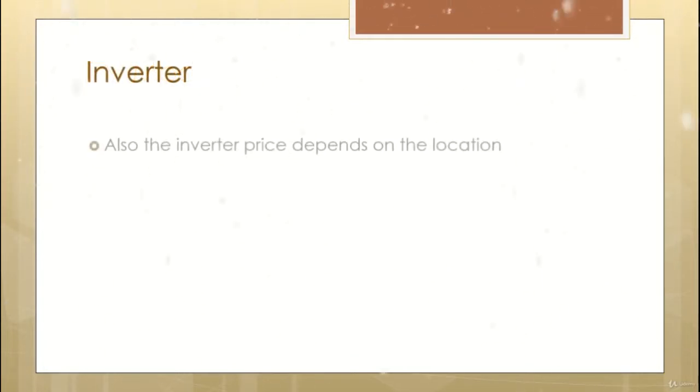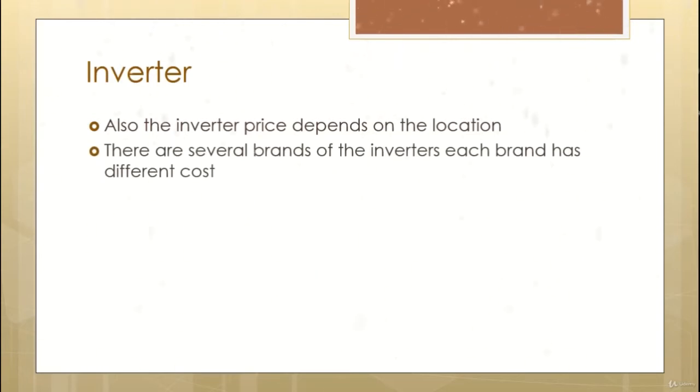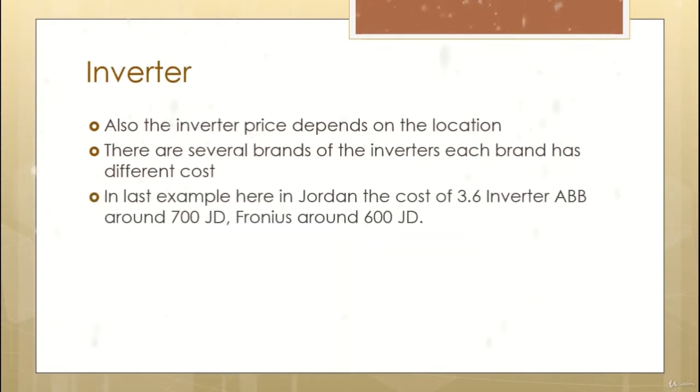And the inverter. Also, the inverter price depends on the location. There are several brands of inverters, and each brand has a different cost, as you know. So in the last example, here in Jordan, the cost of a 3.6 inverter, ABB for example, is 700. Fronius is around 600.